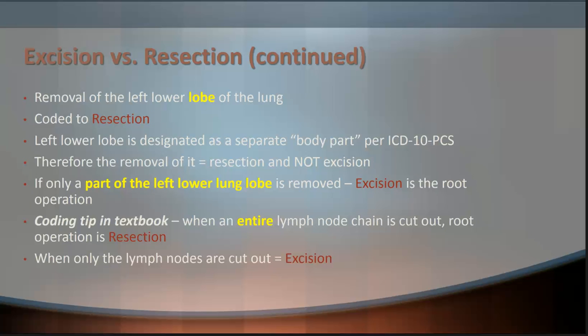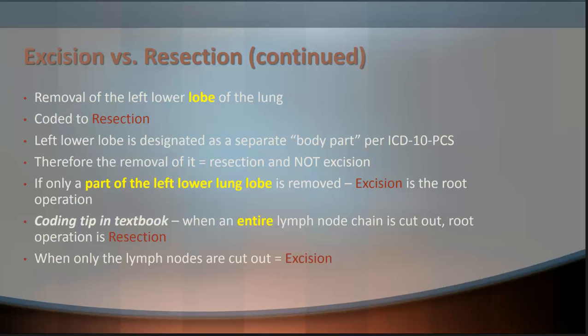So for example, if a patient had the removal of the left lower lobe of their lung, per ICD-10 PCS guidelines, we would code that to the root operation of resection, because that particular piece of the lung is considered an individual body part. If only a piece of the lung, left lower lobe area, is removed, then it would be excision. But if the entire left lower lobe of the lung is removed, that would be resection.